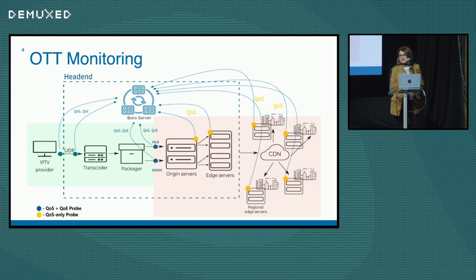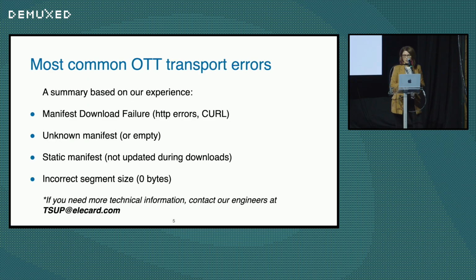your challenges with integration, and also, thanks to HTTP, quality of experience does not necessarily need to be monitored here. Here are some common OTT transport errors, which are manifest download failure, an unknown manifest, static manifest, or incorrect segment size.